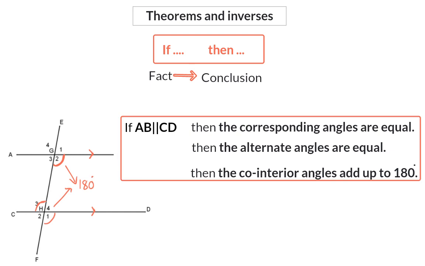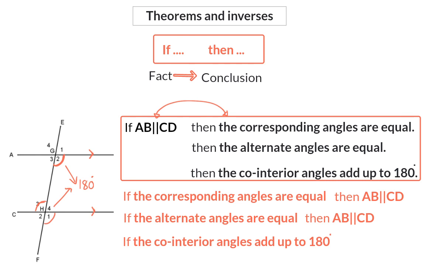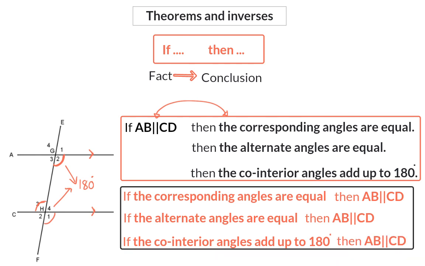The if and then parts of each of these three theorems can now also be swapped around. So, if we know that the corresponding angles are equal, we can make the conclusion that the lines are parallel. Similarly, if the alternate angles are equal, then the lines are parallel, and if the two co-interior angles add up to 180, the lines are also parallel. Let's go and have a look at the example.